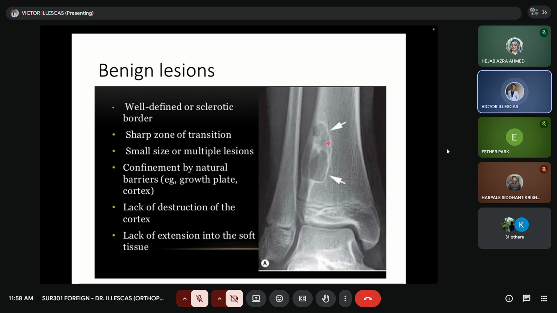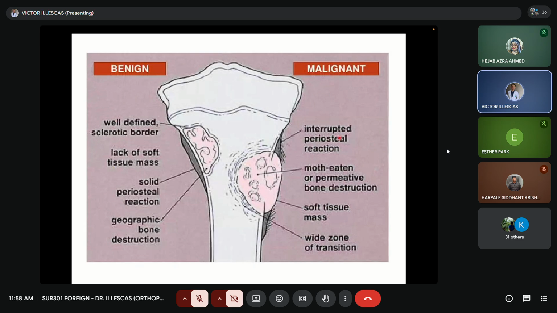So in benign lesions, there's a well-defined area of bone affectation. It is surrounded with a sclerotic border that delineates pathologic from the healthy bone. So there's a sharp or narrow zone of transition. This is confined by the natural barriers of the bone, no? The periosteum, the cortex, the growth plate, and it lacks complete destruction of the cortex and lacks extension to the soft tissues.